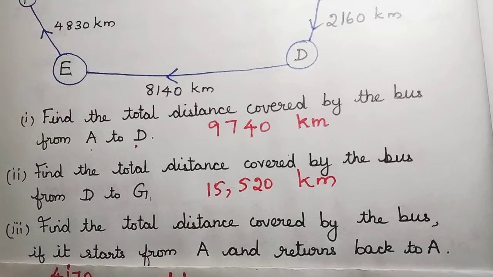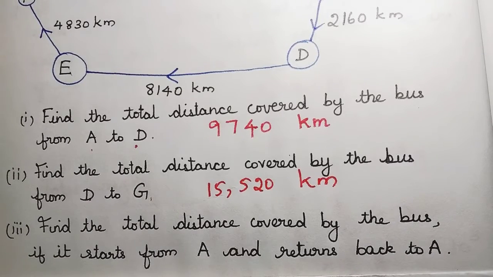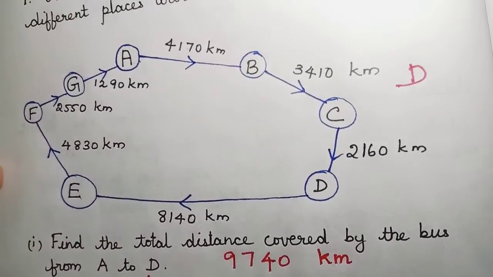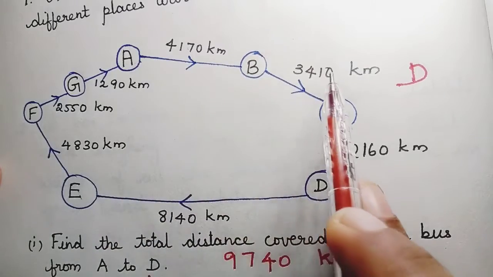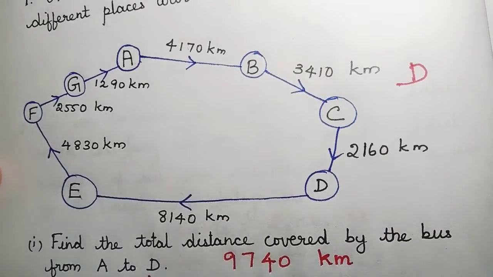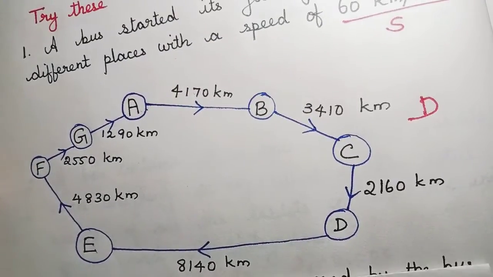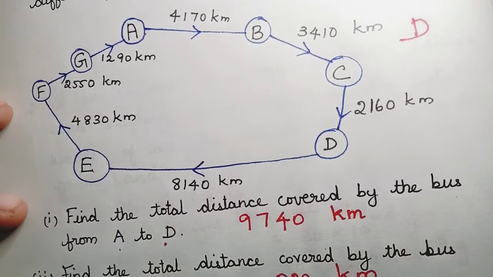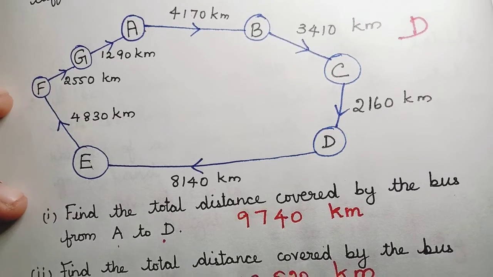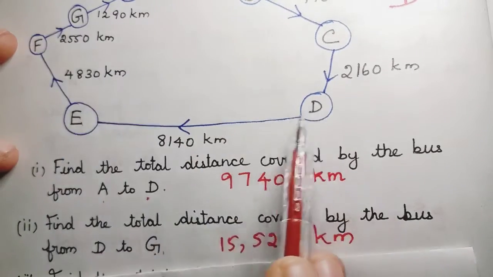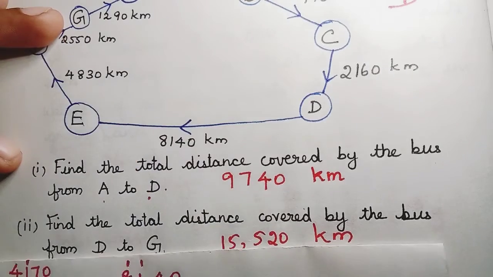So the next question. Find the total distance covered by the bus if it starts from A and returns back to A. Which means you have to travel from A and then return back to A, covering the entire route. Okay, for this you have to add all the distances. Okay, so we will write all the distances here. Here we already have A to D and D to G. So A to D, D to G you have already.